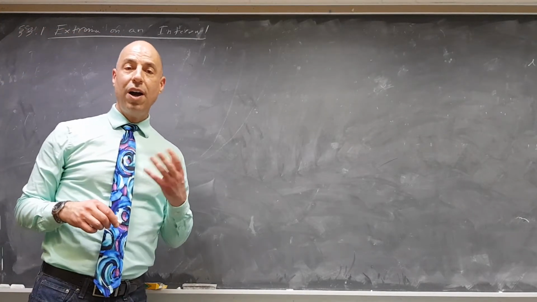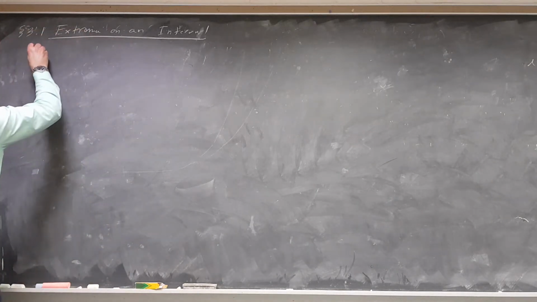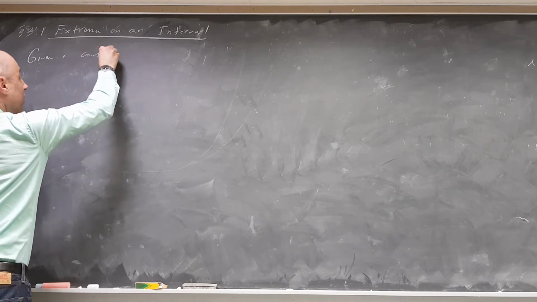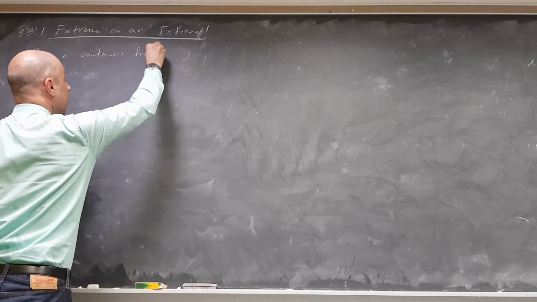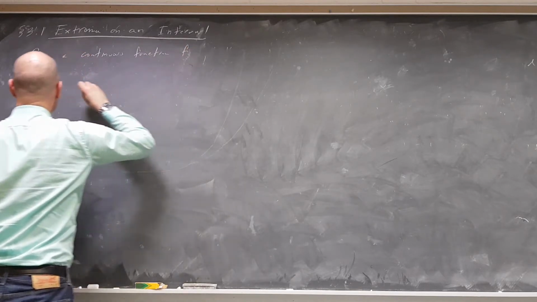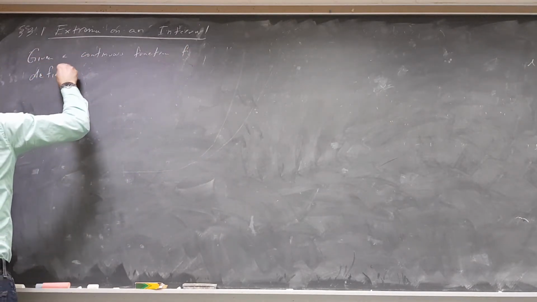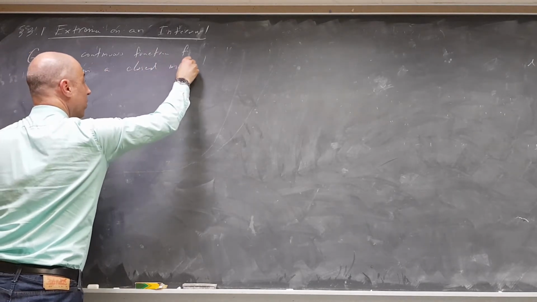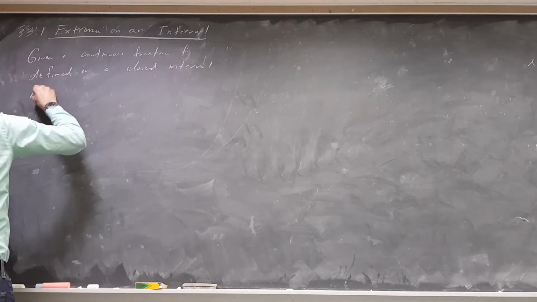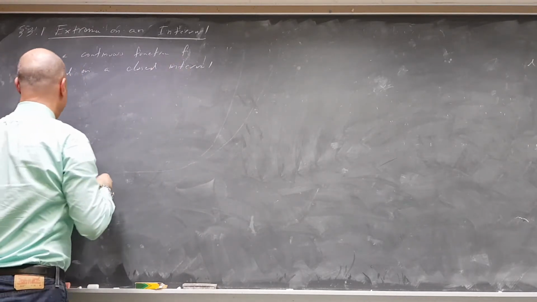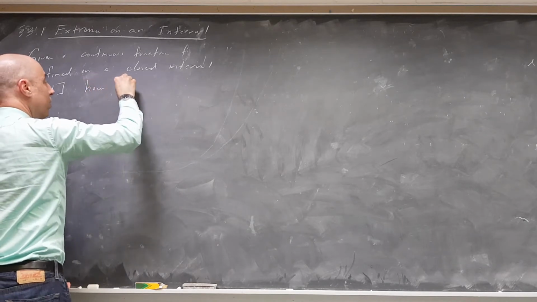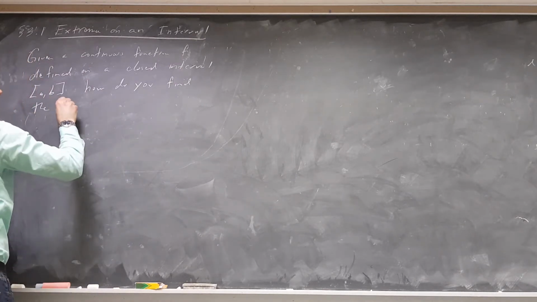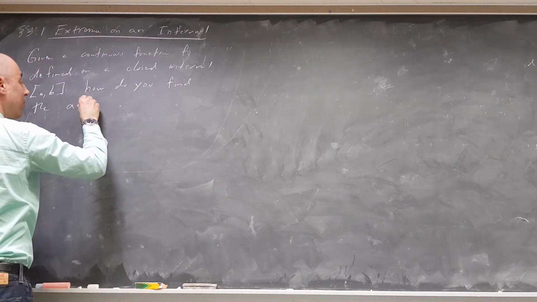In this video, I want to answer the following question. Given a continuous function f defined on a closed interval AB, how can you find the absolute maximum and the absolute minimum?